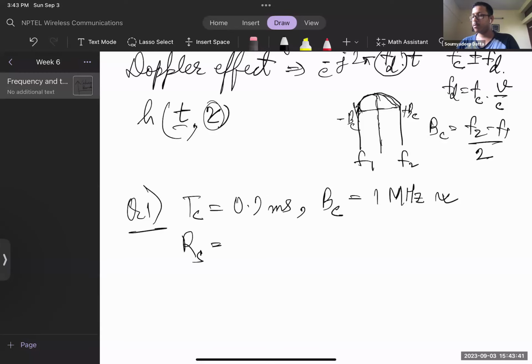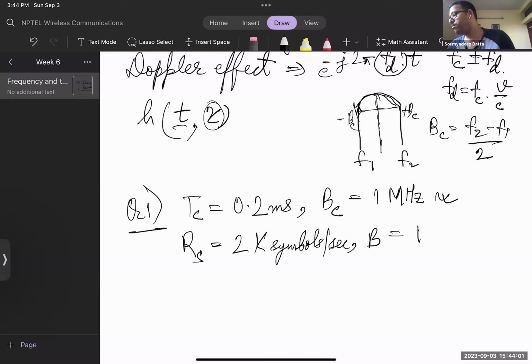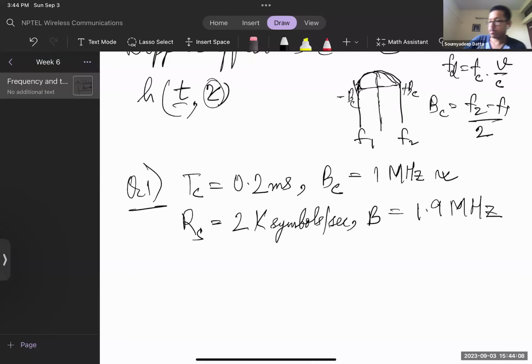Let me change this to something like 0.2. The symbol rate is given as 2 kilo symbols per second, and the signal bandwidth is given to be, let's say, 2 megahertz, or like 1.9 megahertz, right? Now you have to essentially tell me about the channel. So let's say some question like: describe the channel.